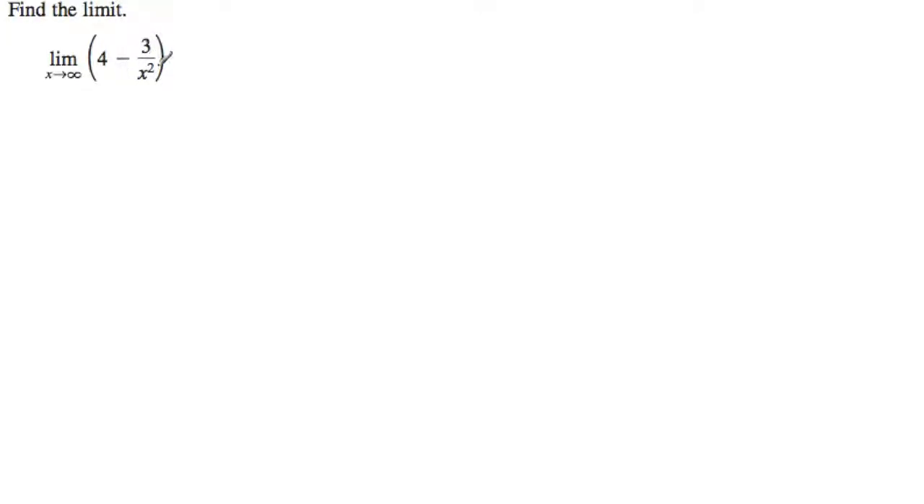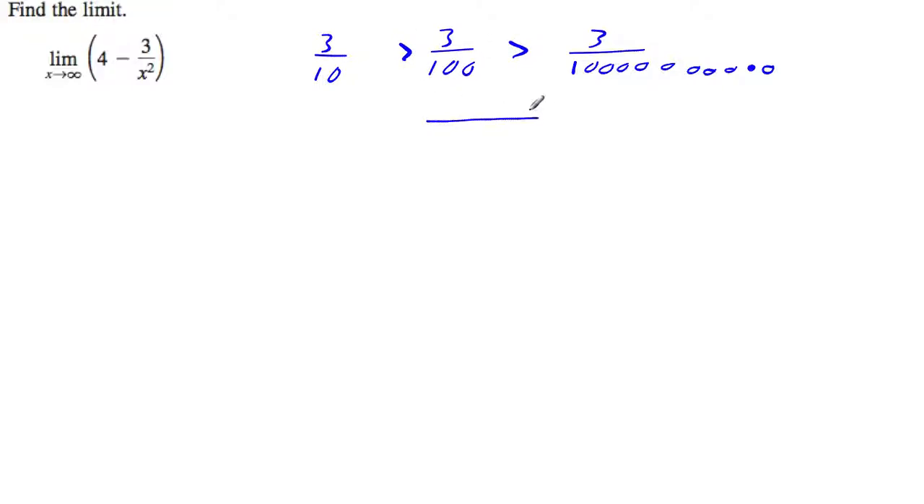So as x gets bigger, obviously x squared would get bigger. Well, what happens as the denominator gets bigger? 3 over 10, 3 over 100. What about as I add more zeros, right? The overall value becomes smaller. So this is tending towards 0. So this value here is actually going towards 0. So the answer is 4.